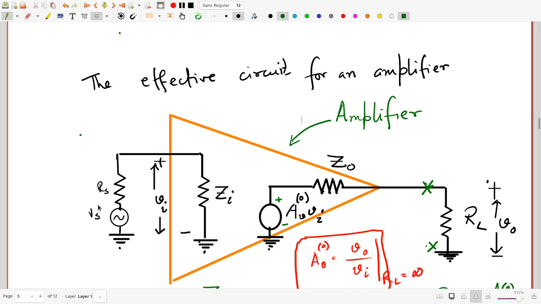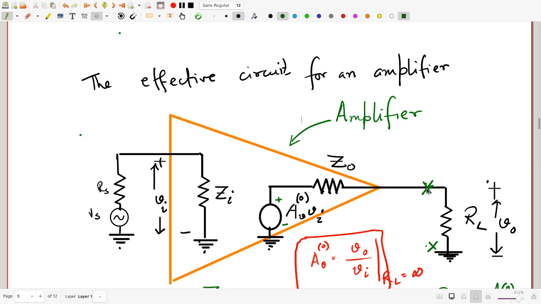Why or how? Simply by making VS 0. If you short out VS, but of course keep the RS in, then VS becomes 0, VI becomes 0. So you have a situation where AVO·VI vanishes. So that is the case where you would find the output impedance to be just the impedance seen from the output terminal. What is the impedance seen from the output terminal? Well, if you can just look at the circuit and find out the impedance, that's fine. Otherwise, it's again easy. It's just the voltage seen at the output terminal divided by the current going in.